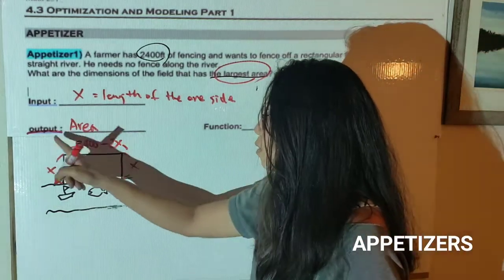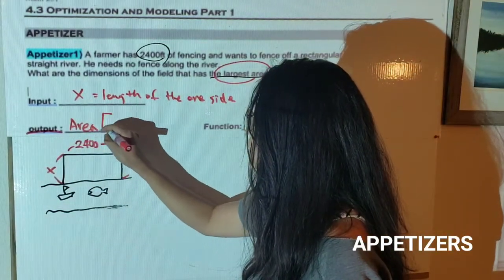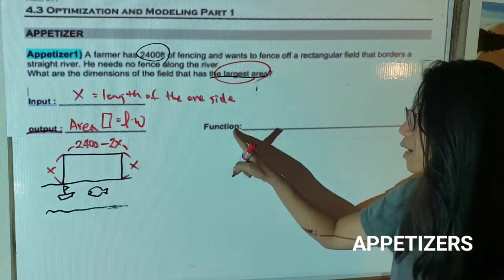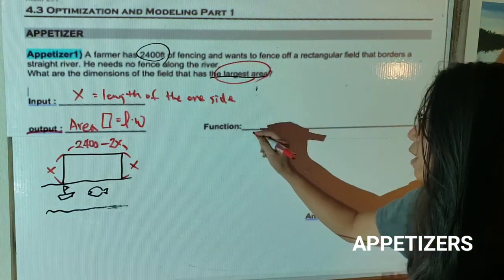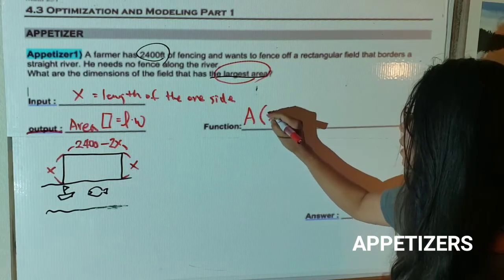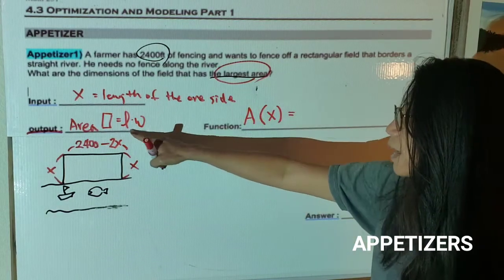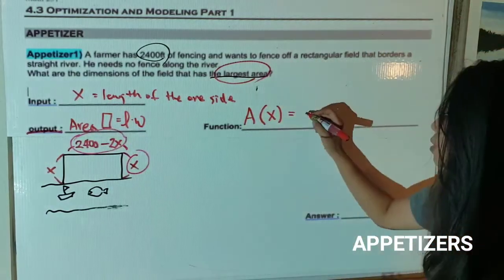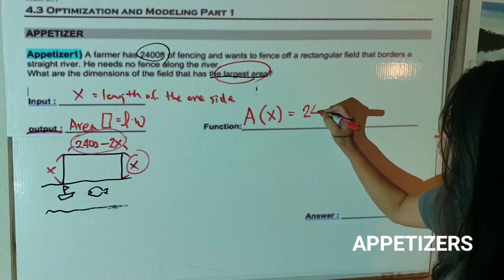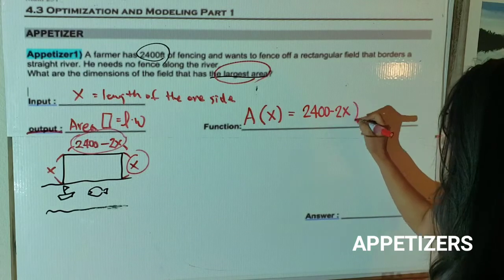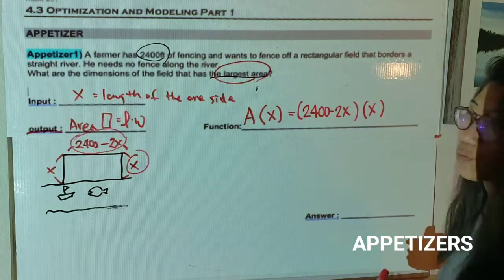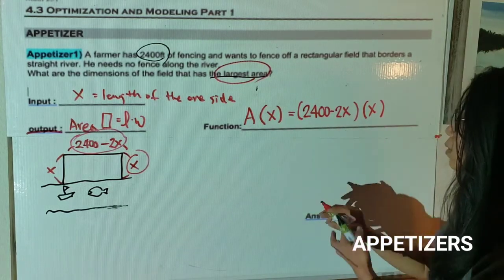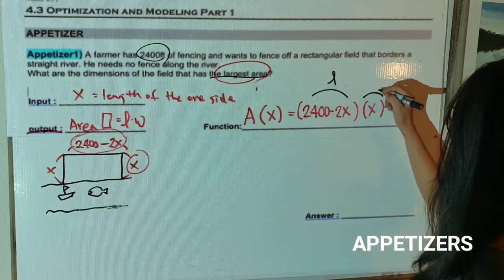Now I want to find the area of a rectangle. That will be length times width. So how can I write the function here? The area function of input x will be length times width, in this case these 2 numbers: (2,400 minus 2x) times x. That's what I'd like to optimize, because I want to optimize the area. That's why I'm multiplying length times width.